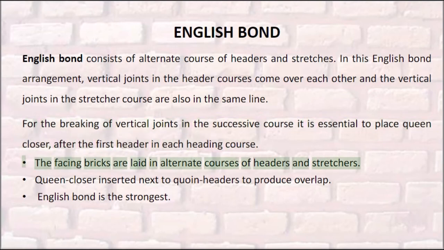The facing bricks are laid in alternate courses of headers and stretchers. A queen closer is inserted next to the coin headers to produce overlap. English bond is the strongest.